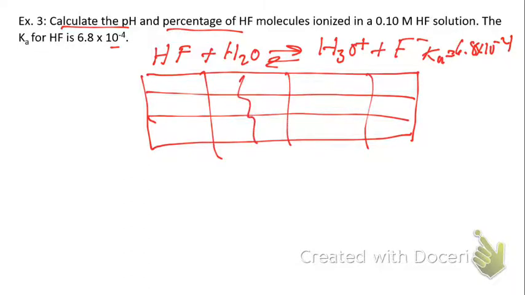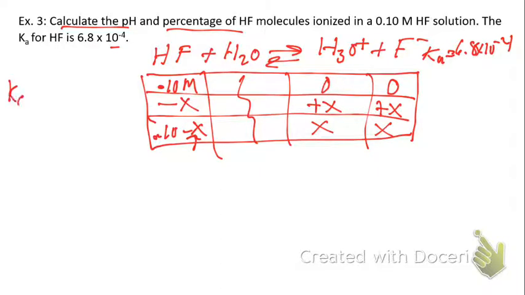All right, we don't care about water because it's a liquid. We start out with 0.10 molar, 0 and 0, minus x, plus x, plus x. We have 0.10 minus x, x, and x as equilibrium concentrations. Now, again, this x value right here can be estimated as being very small, so we're going to ignore it in our equilibrium expression.